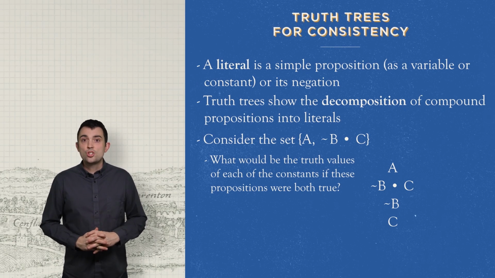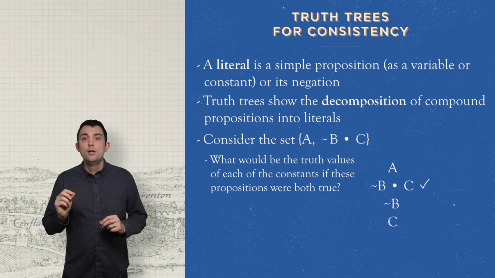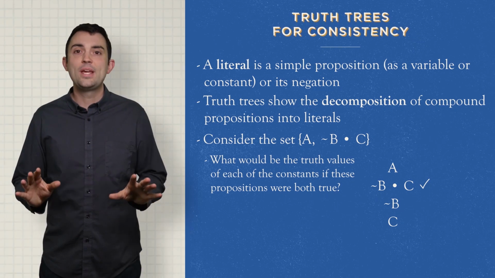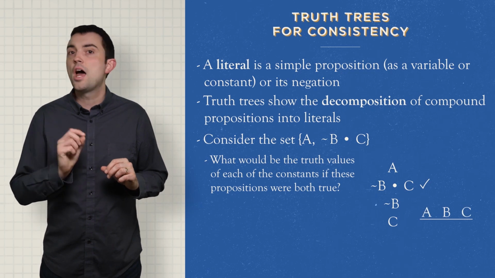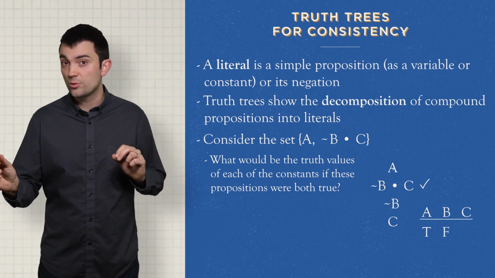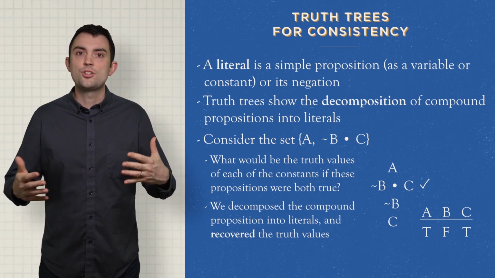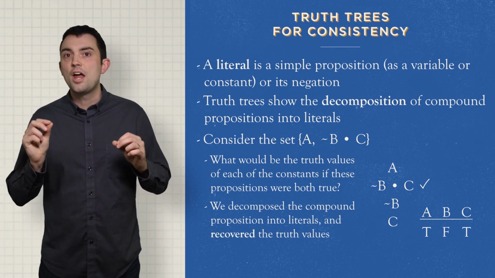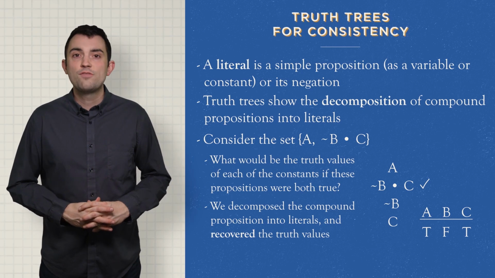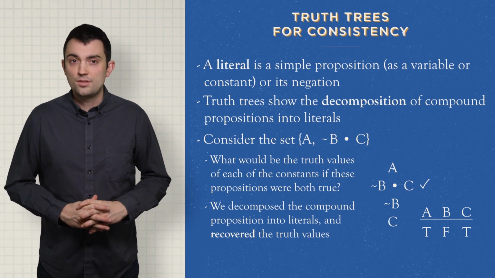Once we've decomposed the proposition, we check it off with a check mark. So we've basically replaced the compound proposition not B and C with the literals not B and C. That's why we check it off. We know we can forget about it. Now we ask ourselves, what are the truth values required for A, not B, and C to be true? For A to be true, A would have to be true. For not B to be true, B would have to be false, right? Because it's negated. And then for C to be true, C would have to be true. So we've decomposed the two propositions, A and not B and C, into their literals, A, not B, and C, and we've recovered, that's another word to keep track of, the truth values. We found the truth values of the individual constants that would be necessary for both of those propositions to be true at the same time.